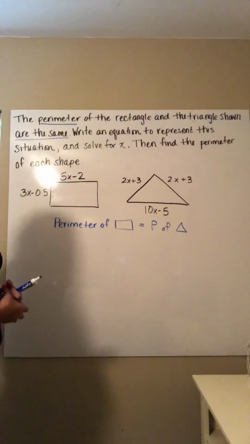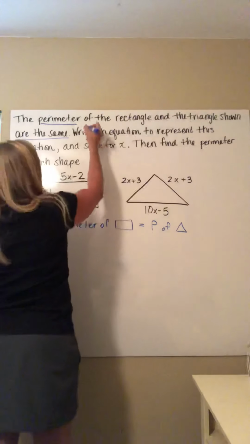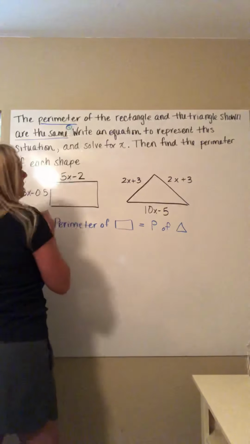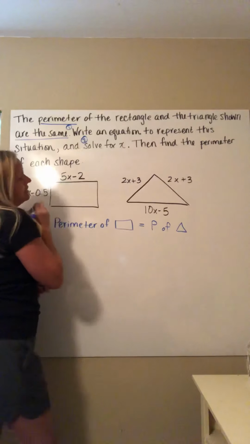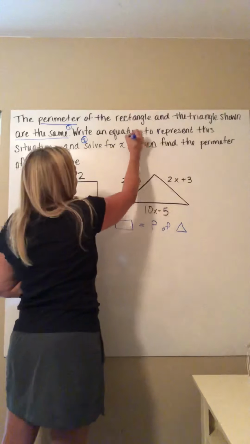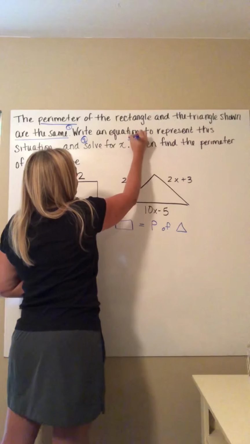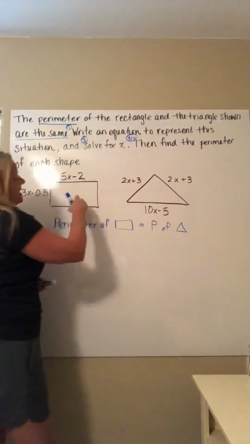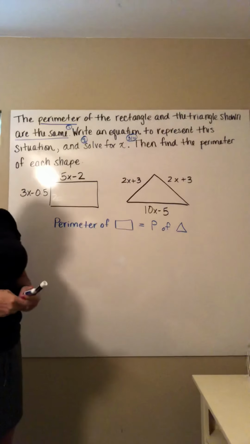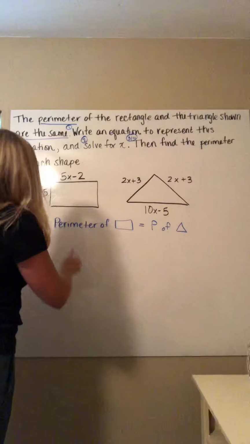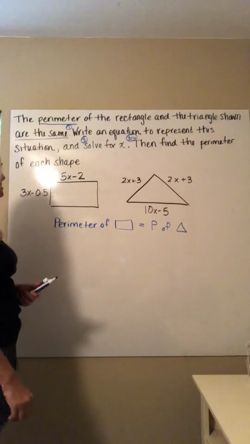So I have several things to do. I have to, 1, write an equation. 2, solve for x. 3 and 4 is find the perimeter of each shape, and there's 2 shapes. So 4 answers altogether, so we better get started. So let's start with finding the perimeter of a rectangle.